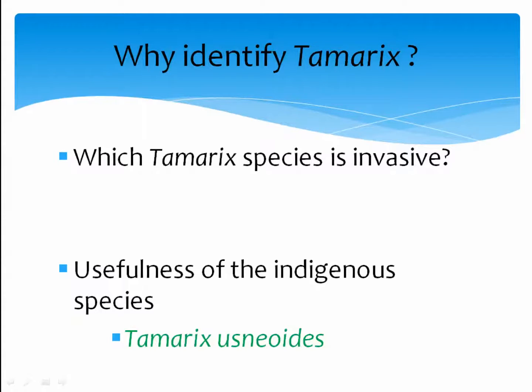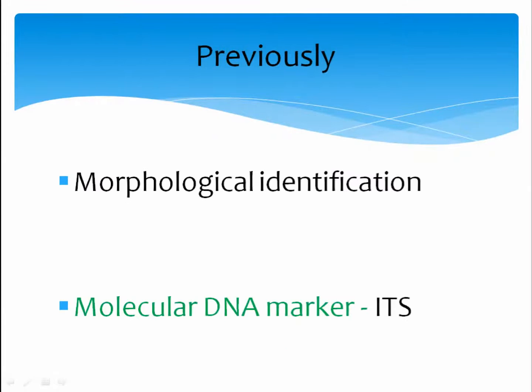The reason we're trying to identify tamarisk is to see which species is invading our areas, and also because we're trying to identify the populations of the indigenous species that can be sampled for planting on the mines. Previously, I did some studies using the morphological level and also the ITS region just to see the different species that we've got.